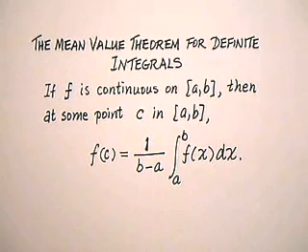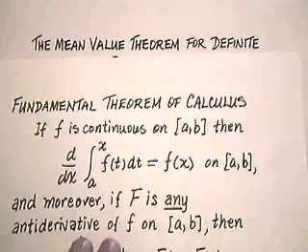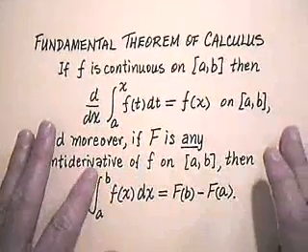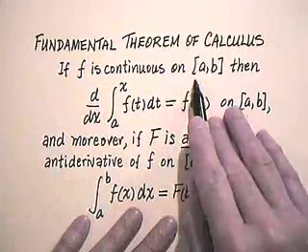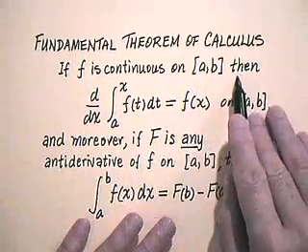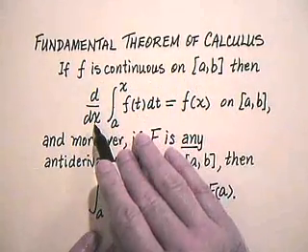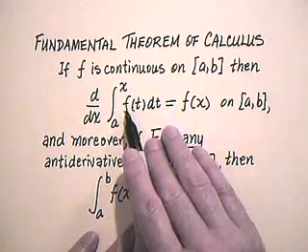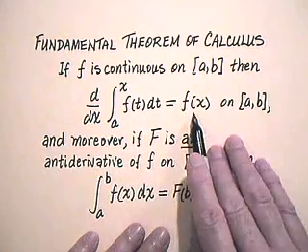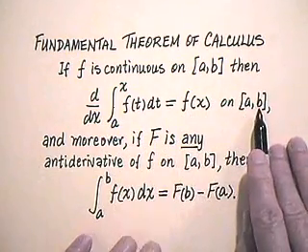Now, the fundamental theorem of calculus is a consequence of this mean value theorem, and the fundamental theorem of calculus says if f is continuous on the closed interval [a, b], then the derivative with respect to x of the definite integral from a to x of f(t) dt equals f(x) on [a, b].